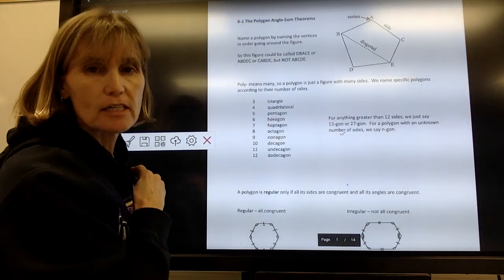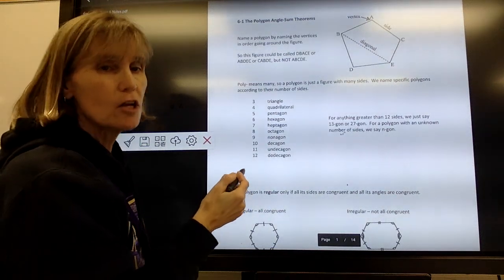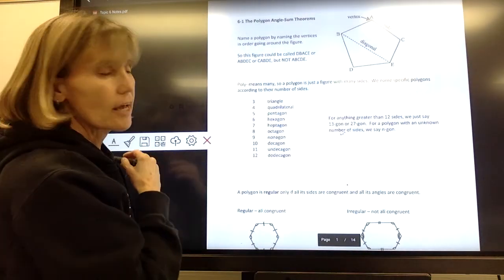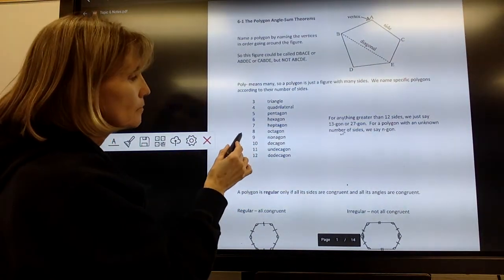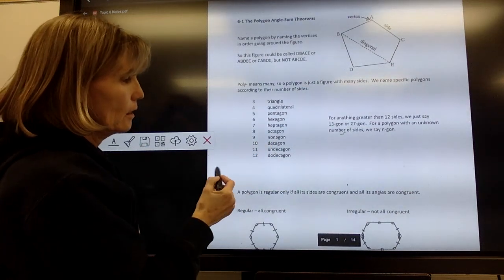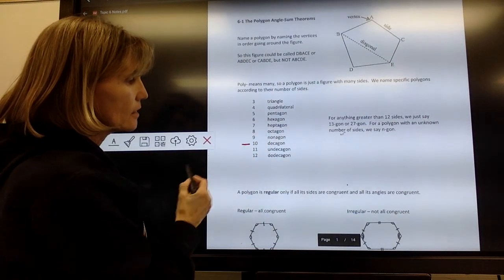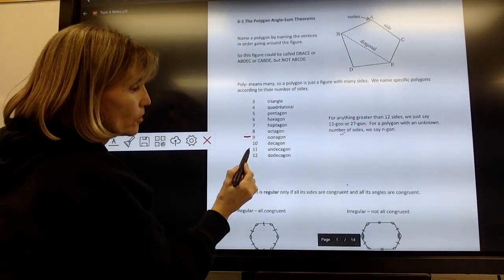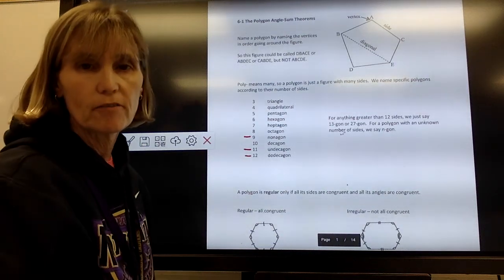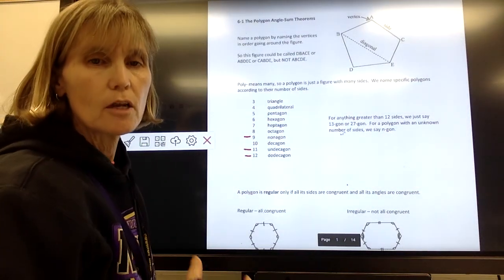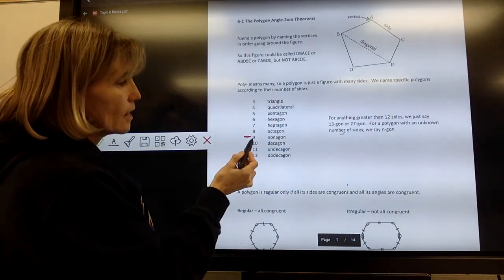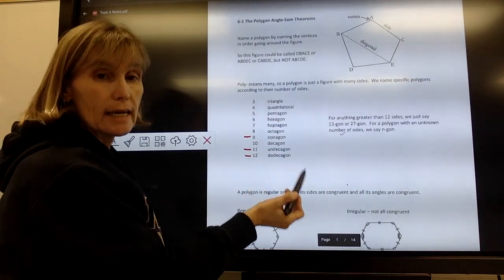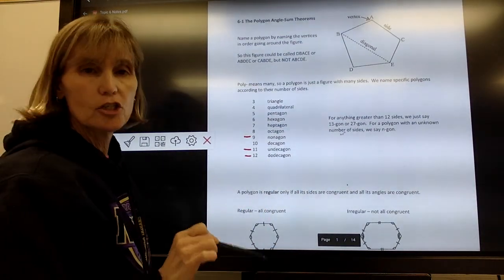A 5-sided figure is a pentagon. Penta means 5. So a 5-sided figure is a pentagon. A 6-sided figure is a hexagon. A 7-sided figure is a heptagon. An 8-sided figure is an octagon. Now, some of these, the 10-sided figure, a decagon, we're familiar with, but I would say the ones we're not familiar with are the 9, the 11, and the 12-sided figure. Those are things we don't see very often, so make sure you read through those names. A 9-sided figure is a nonagon. An 11-sided figure is an undecagon, and a 12-sided figure is a dodecagon.